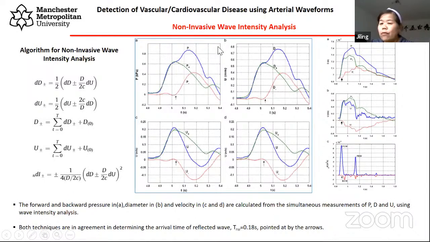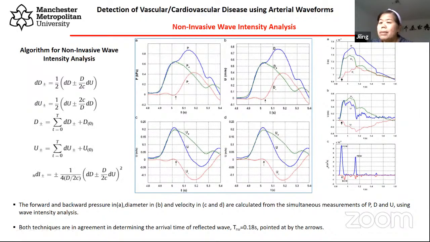That is also one of my works when I was doing my PhD. For this work, I developed the algorithms. Then I further developed this wave intensity analysis. Then this wave can be separated into the forward and backward direction based on the measurement of the diameter and the velocity. So the clinical meaning for this method, the non-invasive wave intensity analysis, is that we can analyse wave based on the measurement of diameter and velocity.